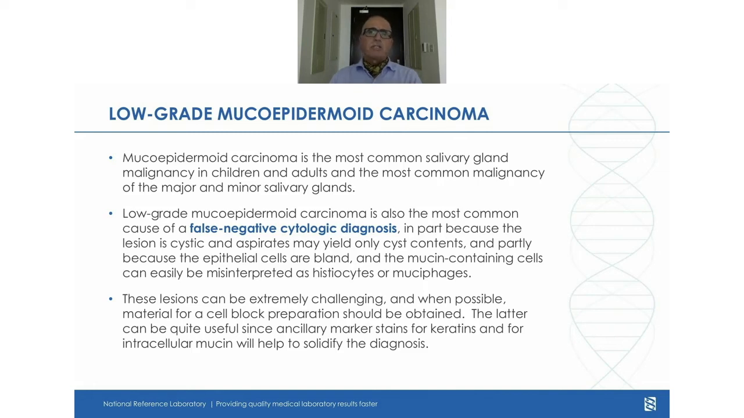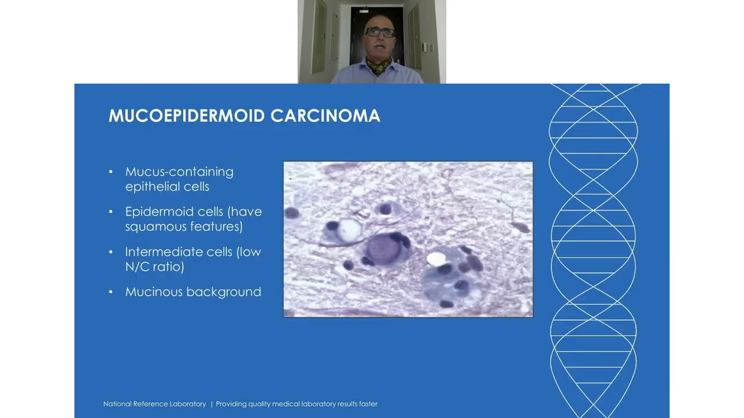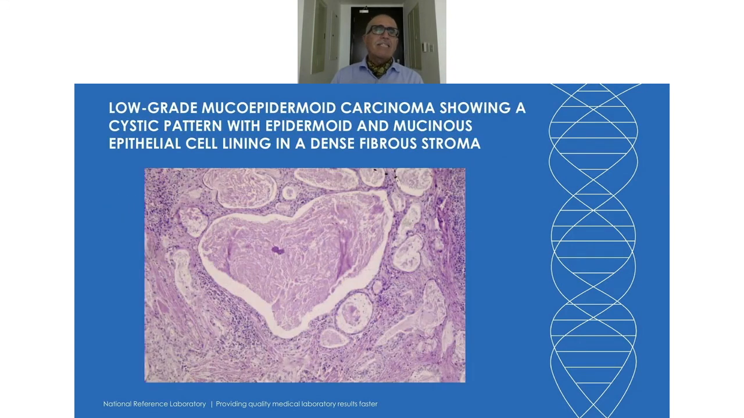They were not histiocytes or mucophages. They were actually signet ring cells. So they can be extremely challenging, and I compliment you because the vast majority has got the right answer. This is another case with the classic signet ring type of cells and surrounded by intermediate type of cells with this tigroid background, okay? And this is the histology.